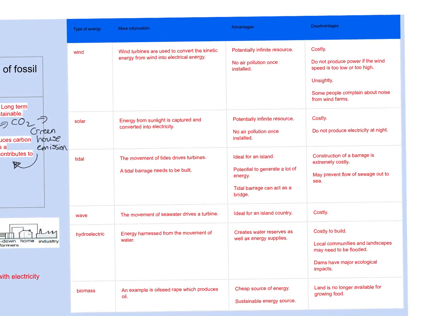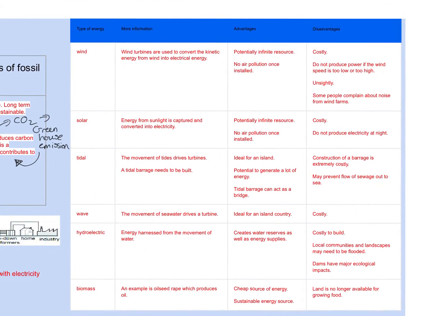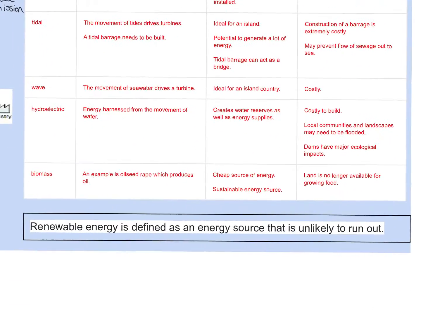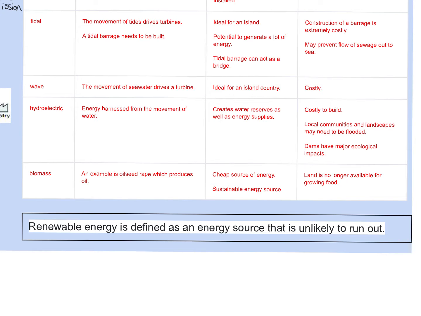Then there's quite a lot of information here about all the different types of renewable and non-renewable energies, okay? I'm not going to read through it all. I just want to point out a couple of things that might be quite good to use. Lots of these do not produce air pollution, so that's a good advantage of them. Potential infinite resource, so it means we can use it over and over again. Big disadvantages tend to be costly to build, eyesores, stuff like that. Then at the bottom, there was just a little bit of a definition about renewable energy. So renewable energy is defined as the energy source that is not likely to run out.